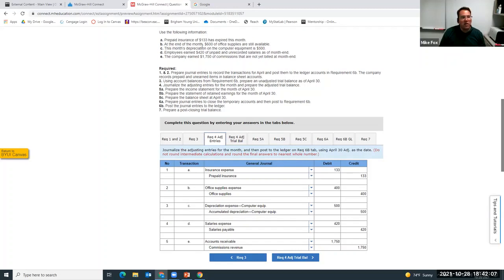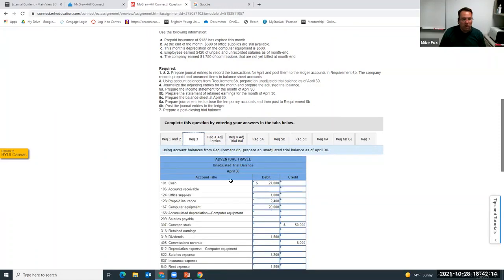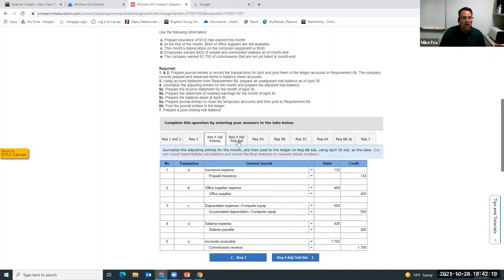But this one's a little tricky. This one says at the end of the month, $600 in office supplies are still available. So I have to look back at the trial balance and say, okay, there was $1,000 worth of office supplies. If 600 are still available, then I must have used up 400 during the month. So my journal entry is to debit supplies expense, credit the asset office supplies by $400, thereby leaving the new balance of that account at 600. Those can be more confusing. On the first one, they gave us the amount. Here we had to calculate it.